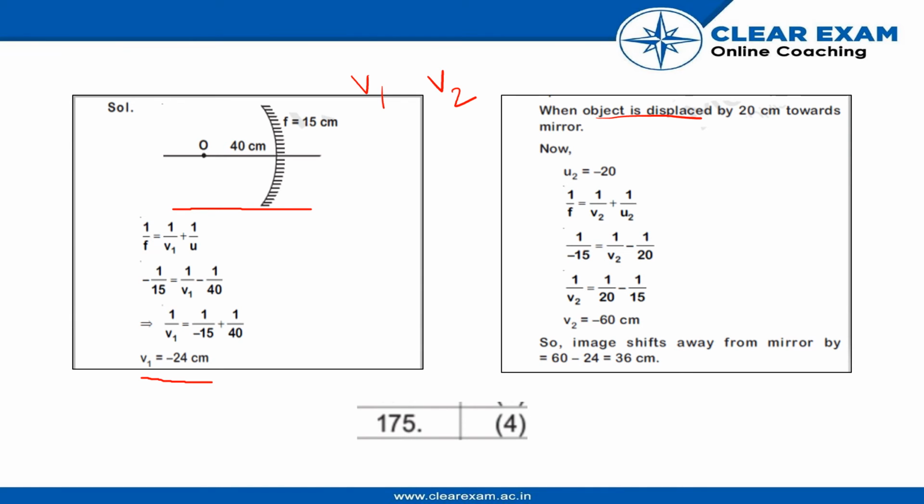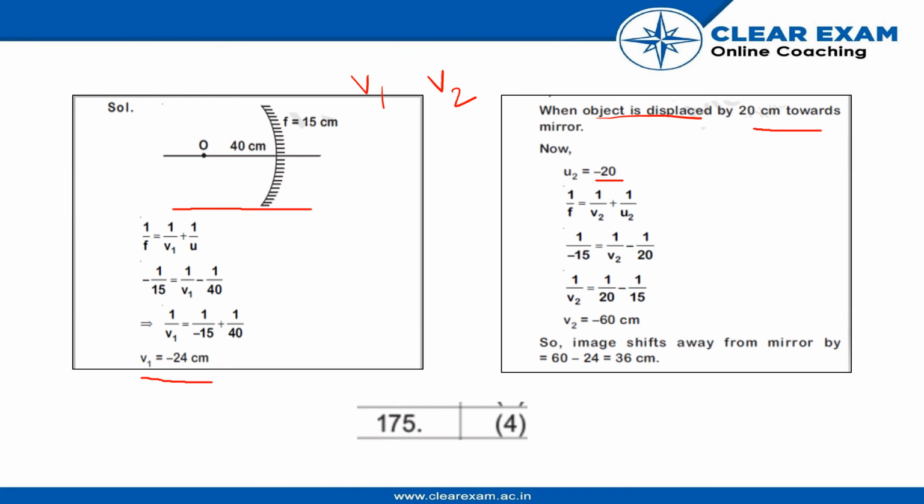Now, in the second case, when the object is displaced by 20 centimeter towards the mirror, the new u will be minus 20. Now, once again, substituting the values in the 1/f = 1/v2 + 1/u2 formula, we get v2 as minus 60 centimeter.